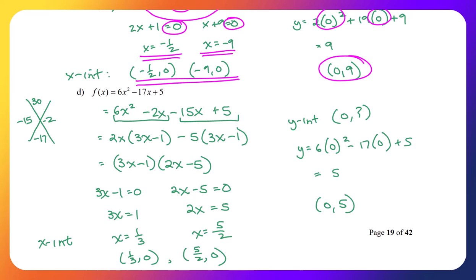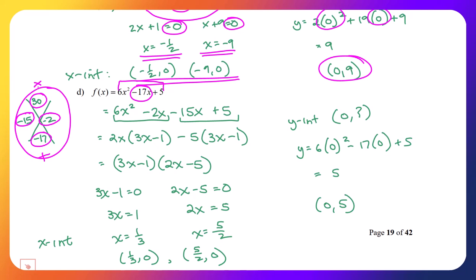And watching one of the students, they showed me this method where if you multiply these two, you get 30, and the middle term is negative 17. So what two numbers multiply to give you 30 and add to give you negative 17? Well, negative 15 and negative 2 work very nicely.